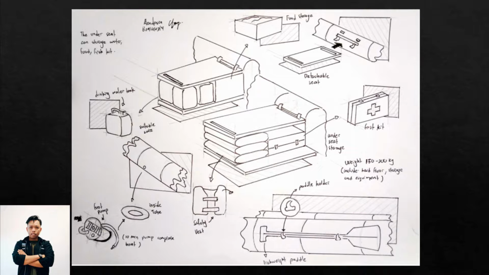The storage of the boat will be under the seat. The seat can also be a detachable seat. Under the detachable seat will be a vest, first aid, food storage, and drinking water.